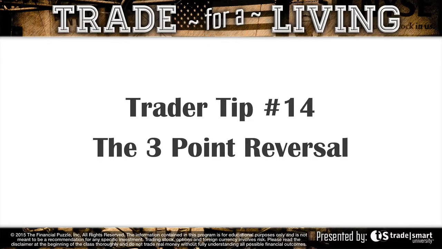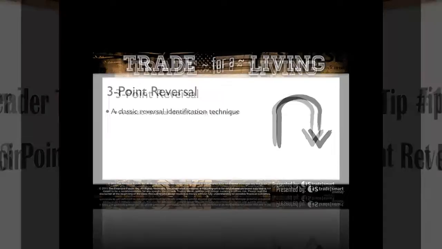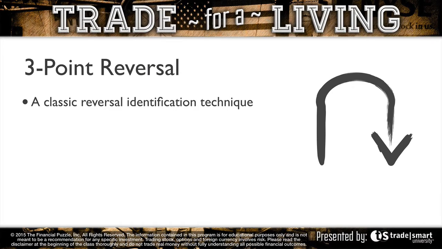In this particular video, we're going to talk about the three-point reversal. So what is this mysterious three-point reversal? Well, first of all, this is a classic reversal identification technique. And if you're not familiar with it, you're about to be, and it's a good one to be familiar with. It is a classic reversal identification technique, and frankly, it's a very, very powerful one because it's so easy to identify. What makes it so easy is the fact that it only requires 3 points to confirm.